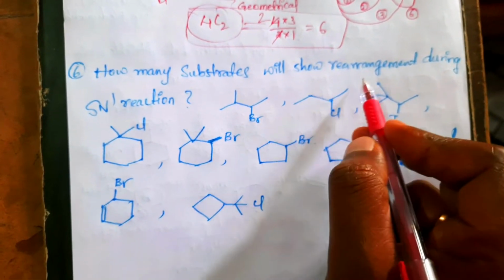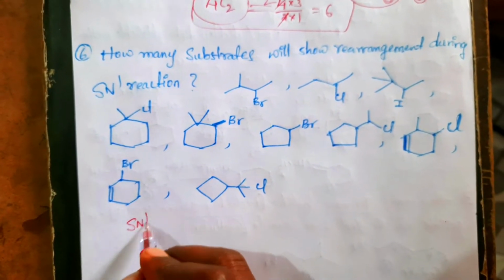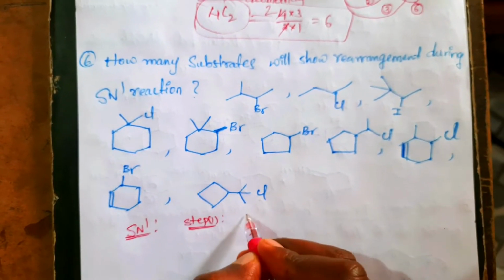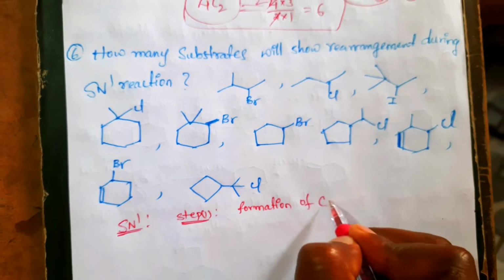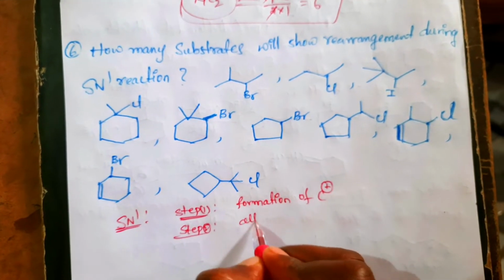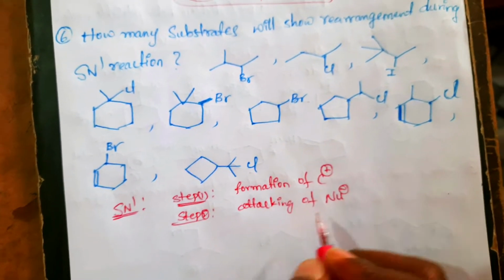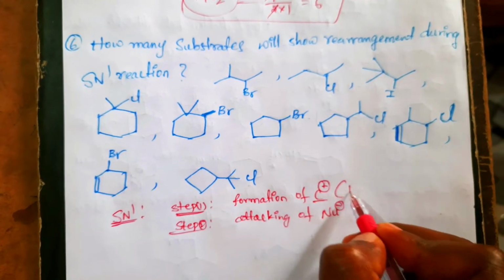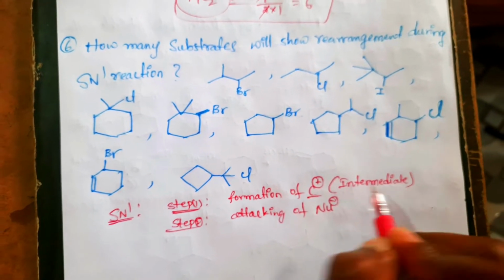How many substrates will show rearrangement during the SN1 reaction? Actually, the SN1 reaction takes place in 2 steps. In step 1, we get the formation of a carbocation. In step 2, attack of the nucleophile takes place, that is, substitution of the nucleophile on that carbocation. First, formation of the carbocation; this is the intermediate. The formation of the intermediate is the slowest step of the reaction in SN1.